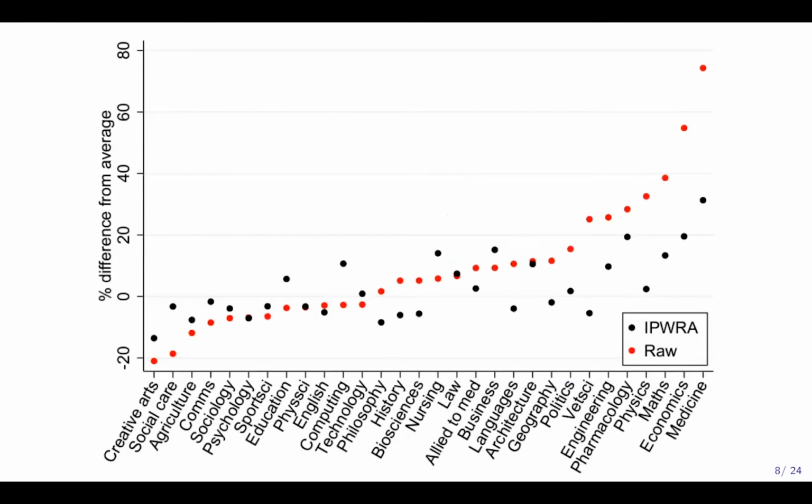This figure is drawn from the paper, and what it shows is the relative difference in wages for UK women across different university degrees. Now, there's a lot going on in this figure, so I'm going to spend a moment explaining it. The red dots in the figure are raw comparisons, and the black dots use a matching approach to try to correct for confounding.